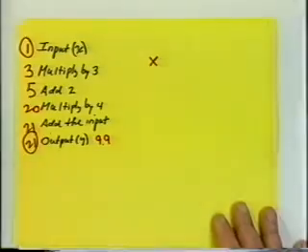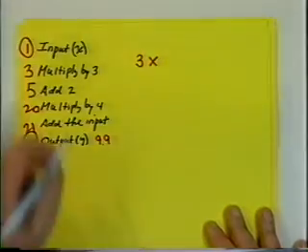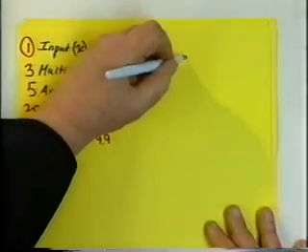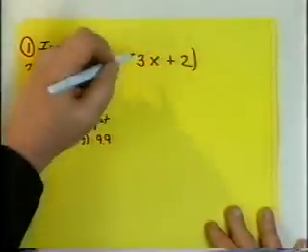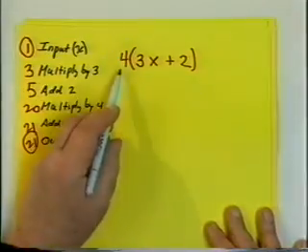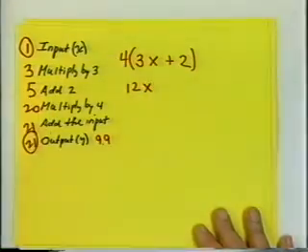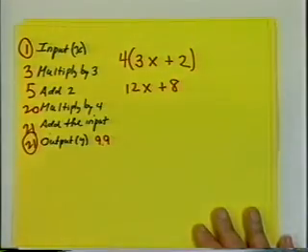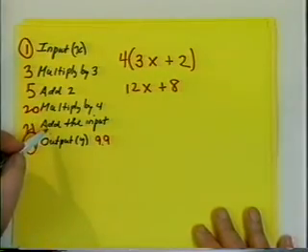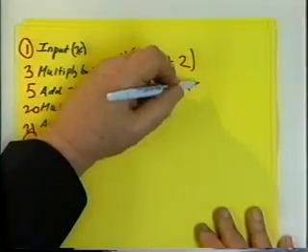I'm starting with x. What's the first thing I did? I multiplied by 3. What's the next thing I did? I added 2. What's the next thing I did? I multiplied by 4. But this is now the distributive property. The 4 has to multiply the 3x. That gives me 12x. The 4 has to multiply the 2. That gives me 8. And what's the next thing I have to do? I have to add the input. What is the input? It's x.